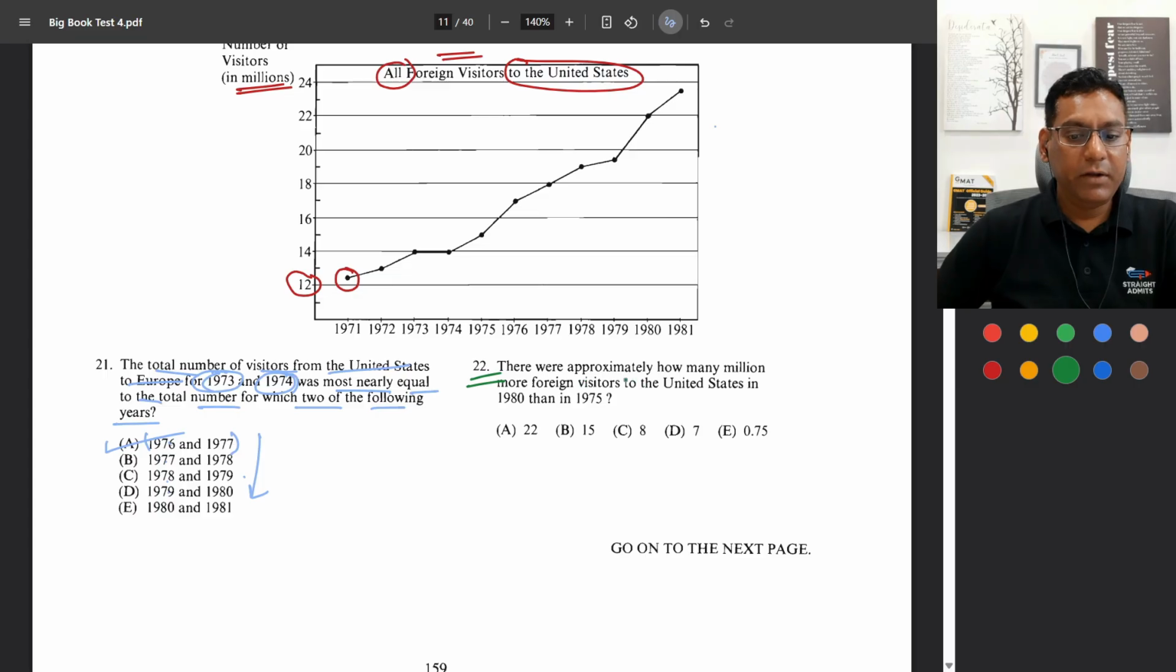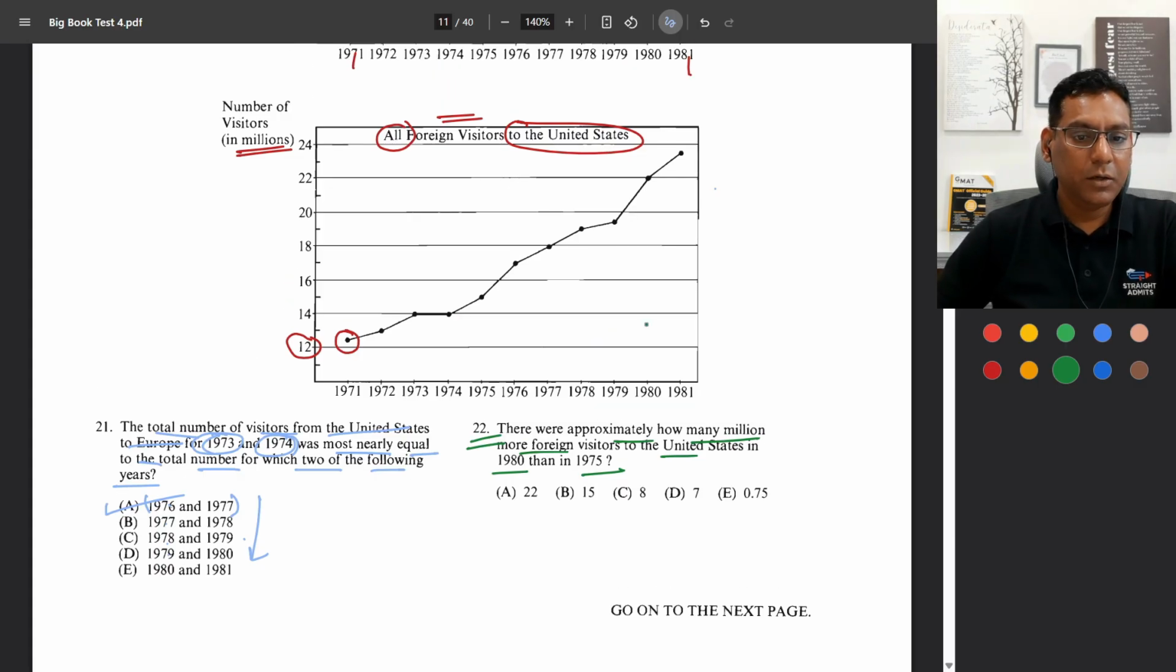Question 22, there were approximately how many million more foreign visitors to the US in 80 than in 75? So I need to get 75, I need to get 80, and I need to find out how many were more. Okay, total. So in 80, what is the number? 80, I had 22 million. And what is the other year? 75. 75, I had 15 million. Okay, so I had 7 million more. Approximately how many million more foreign visitors to the US in these 2 years? Okay, 7 million. Answer choice D.